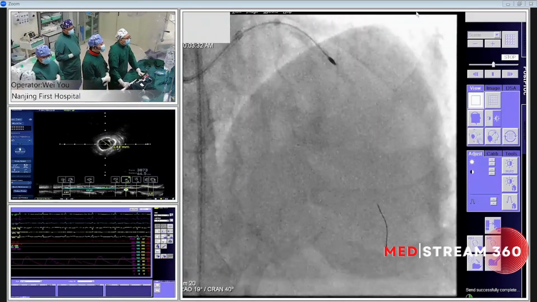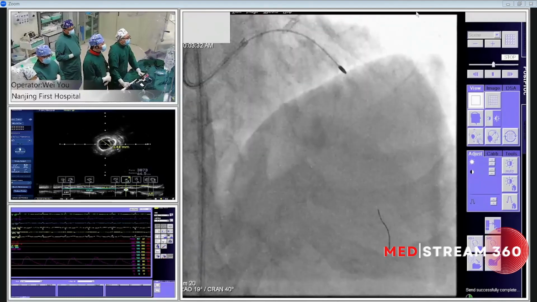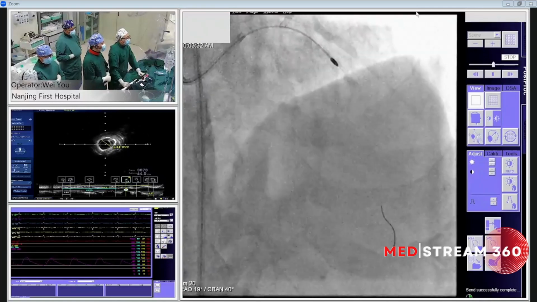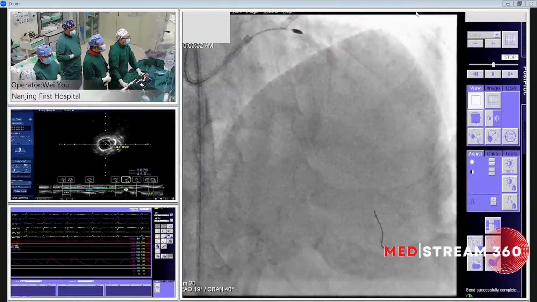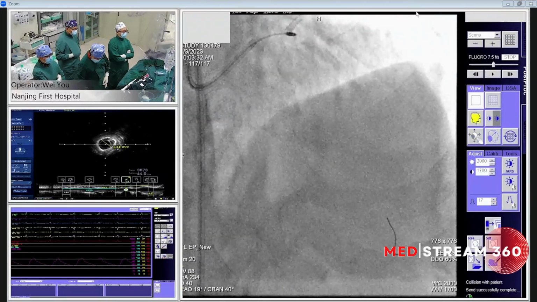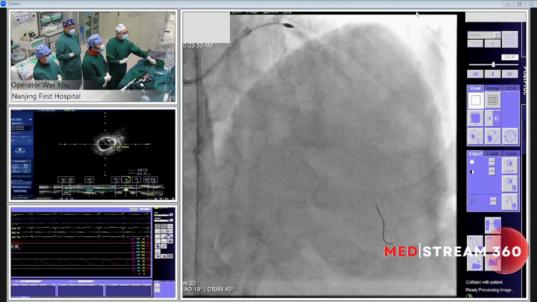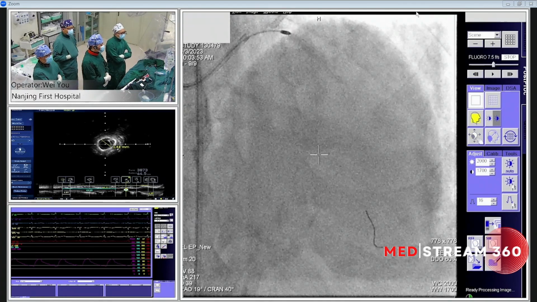160,000. 5 seconds. 10 seconds. Okay. Nice. Pass. The hemodynamic is stable without any ECG change.